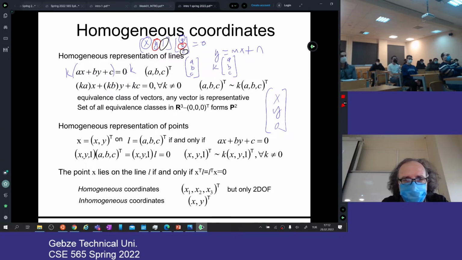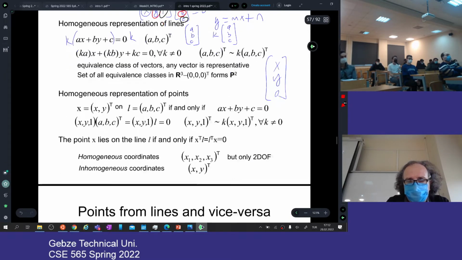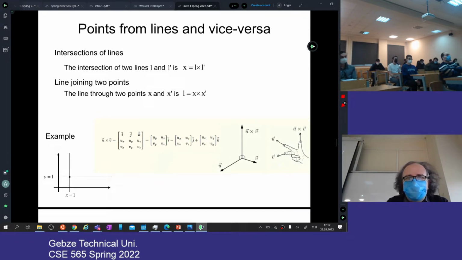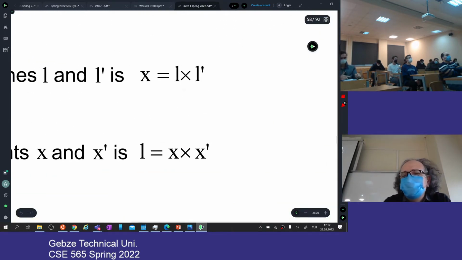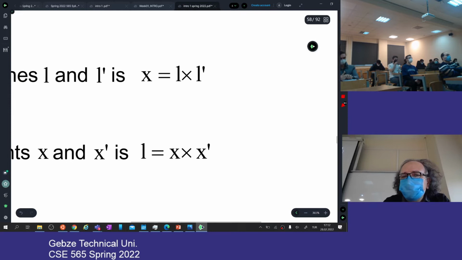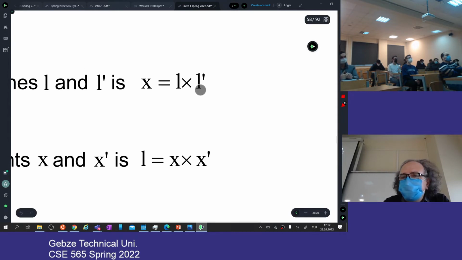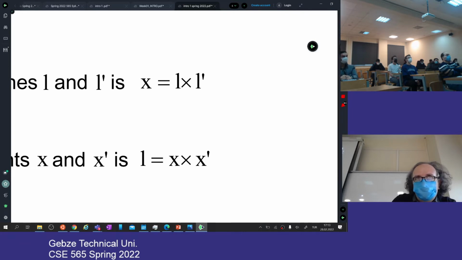I will give you some formulas, and that will be basically it. Let's look at this one first. We say that in homogeneous coordinates, if we have two lines, line number 1 and line number 2, or L and L prime, if I take the cross product of these two lines, I will get the intersection of these two lines. Okay, that's one theorem, and the proof is trivial actually.